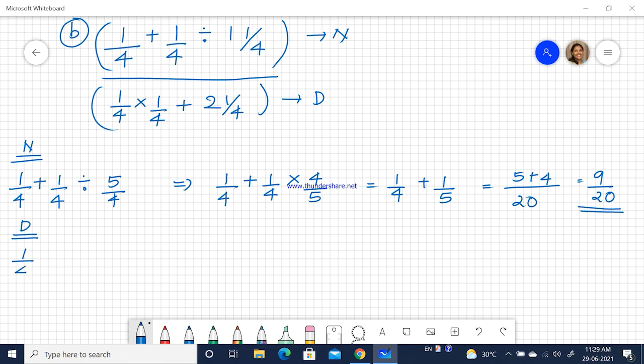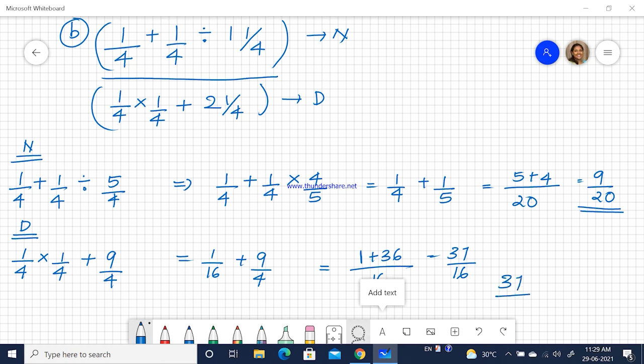So the denominator part is 1 by 4 into 1 by 4 plus 2 and 1 by 4: 2 times 4 is 8, plus 1, 9 by 4. Okay, so it is 1 by 16 plus 9 by 4. So take 16 as your common denominator. So 1 plus 36, so it is 37 by 16. So you can write, as I'll clear the board now.